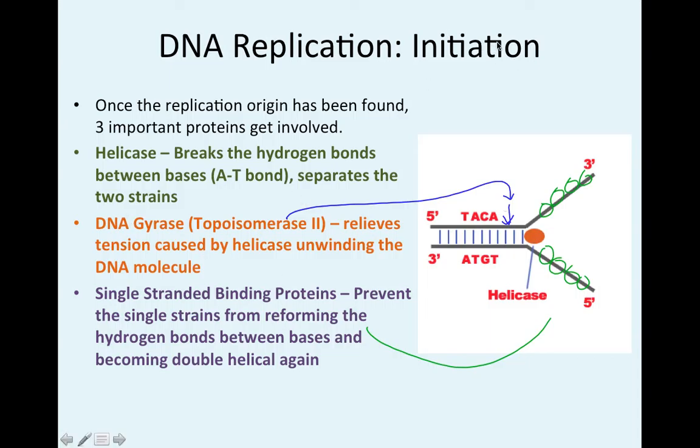We're still in it during initiation, but now we're going to get 3 very important proteins. First thing, we're going to have helicase, which breaks down the hydrogen bonds between base pairs, the AT bonds, and separates the 2 strands. It usually starts with an AT. An AT is usually a little bit easier to break because you've got the 2 hydrogen bonds. It doesn't always, but it tends to start with the AT.